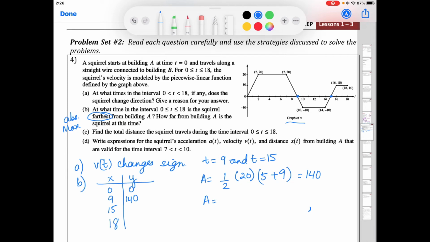It's below the axis. So it's going to be, again, a trapezoid, 1/2, and your height is what? -10 times 6. From 14 to 10 is 4, and from 15 to 9 is 6. So 6 plus 4 is 10. 10 times 10 is 100, divided by 2. So you got that to be -50, right? So 140 plus -50 would be 90.